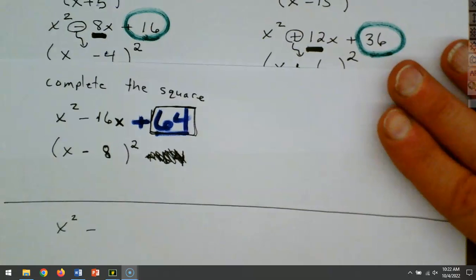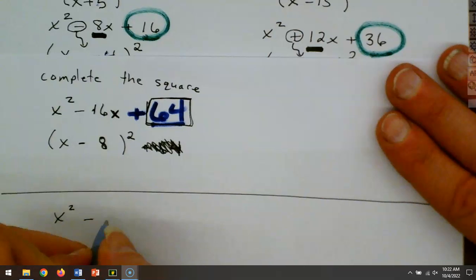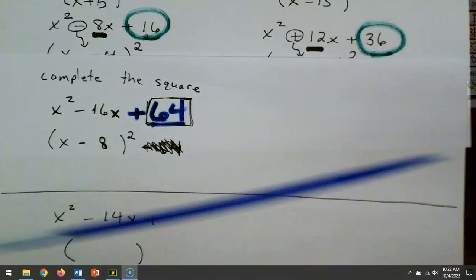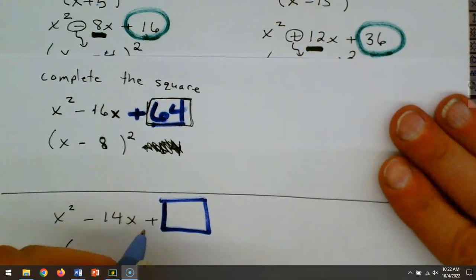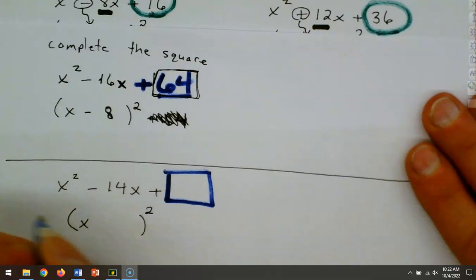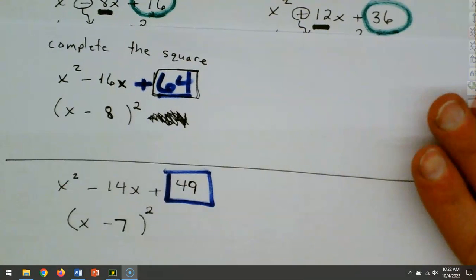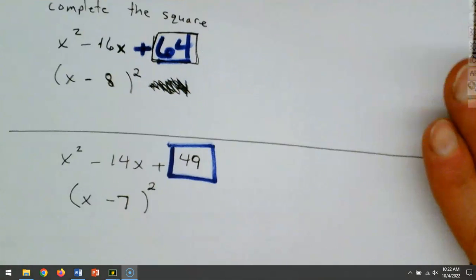How about x squared now? How about minus 14x? And how is that going to factor? What am I going to have to add in? Can someone tell me how this is going to factor here? Okay, what's going to come down here? Minus 7. And what goes in the blue box up here? 49, right? Because 7 squared is what? 49. It may not come out to be a whole number. In some cases, you may end up with a fraction.